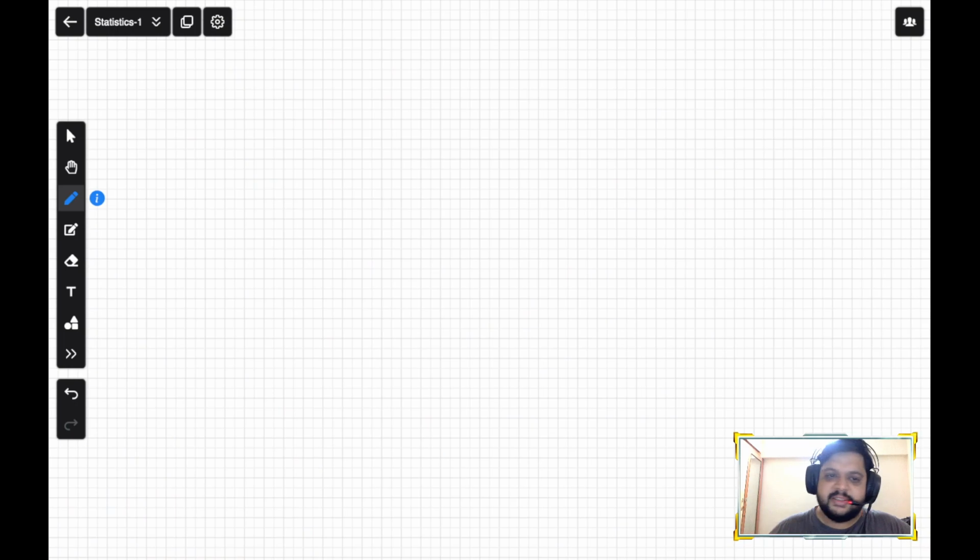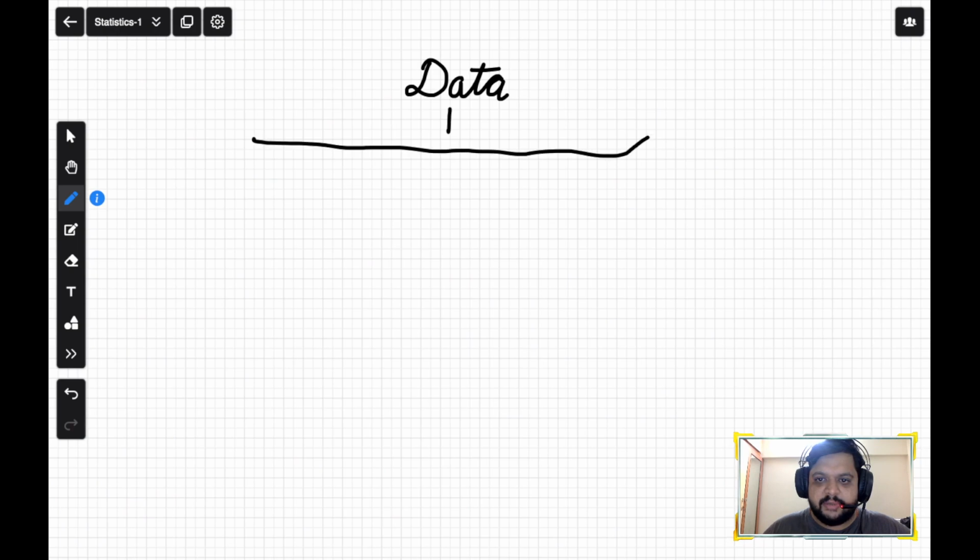I hope you guys are able to see my whiteboard. So let's start with the data. So when we say data, there are mostly two types of data we talk about. So broadly, we can say that there are two types of data. One is numerical and another one is categorical.